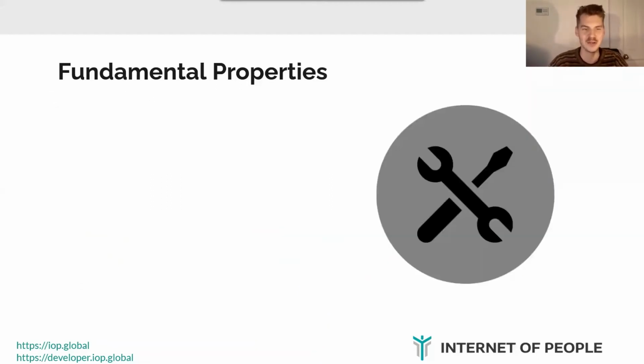Now, let's have a look at the fundamental properties of blockchains that make these technologies so interesting. The first one is that it is trustless. This means that there is no need for a trusted third party in order to process transactions or generate a new state.